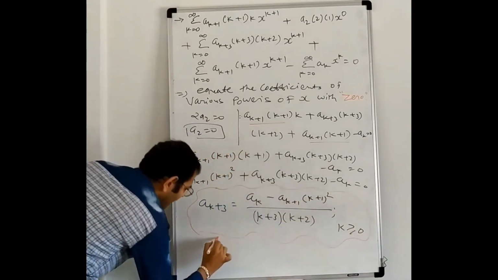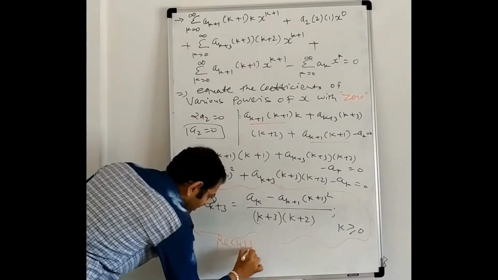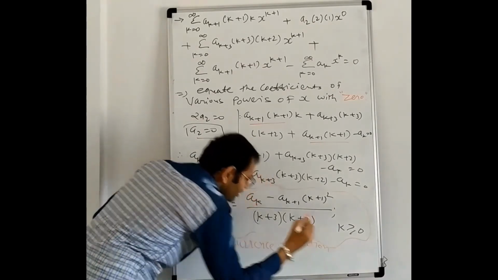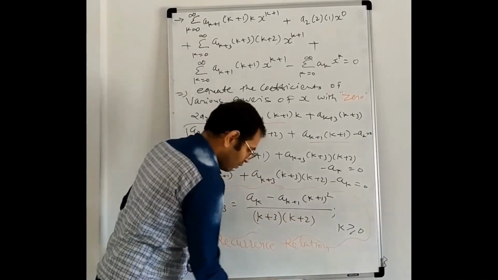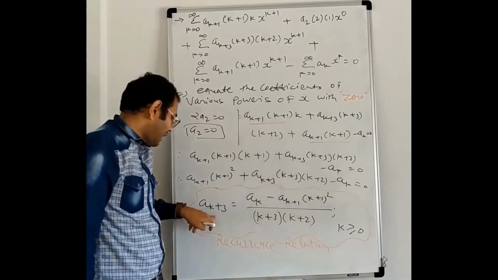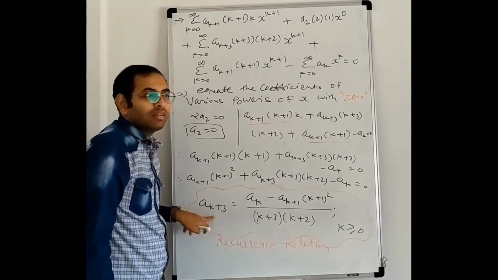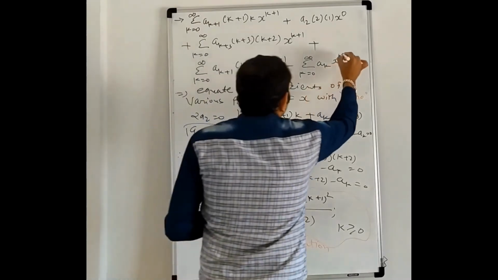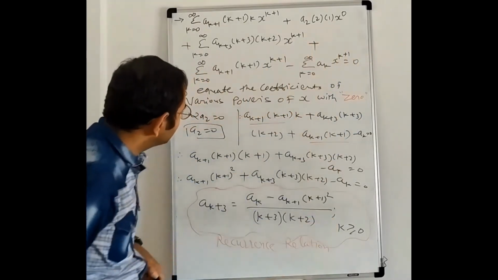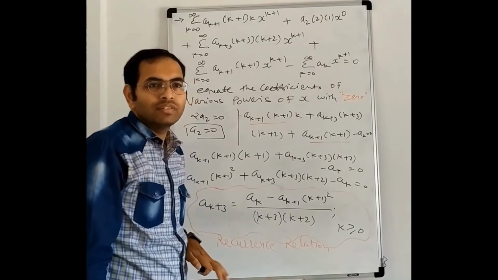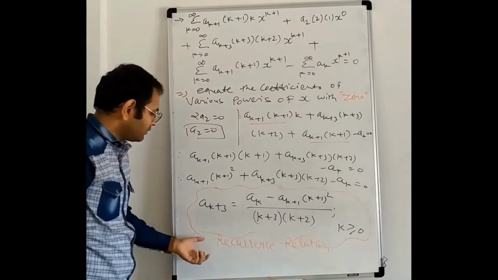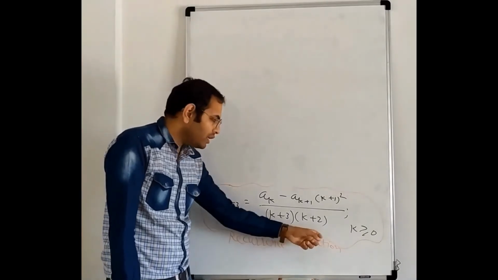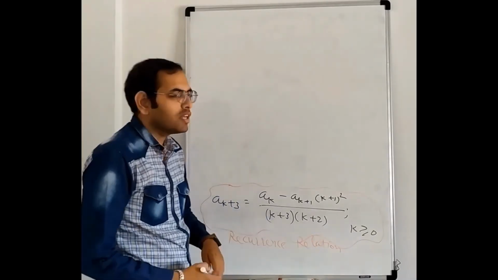This equation is called the recurrence relation. Now put the values of k. Sorry, here it is x raised to k plus 1. Put the values of k equal to 0, 1, 2, 3, etc. in the recurrence relation.